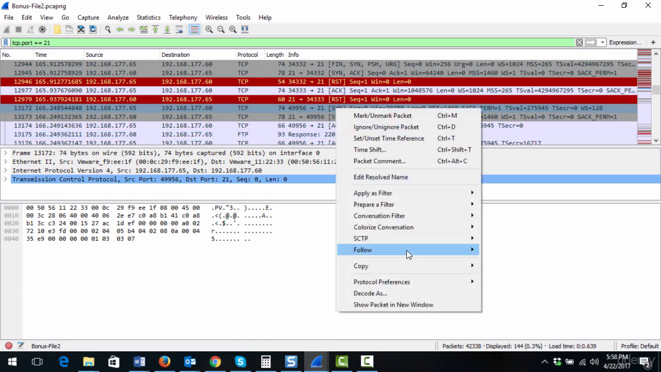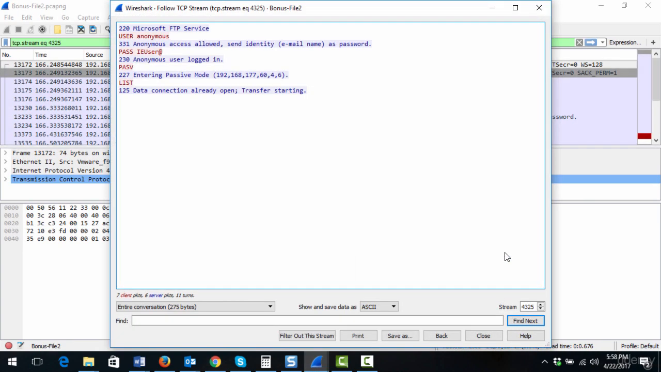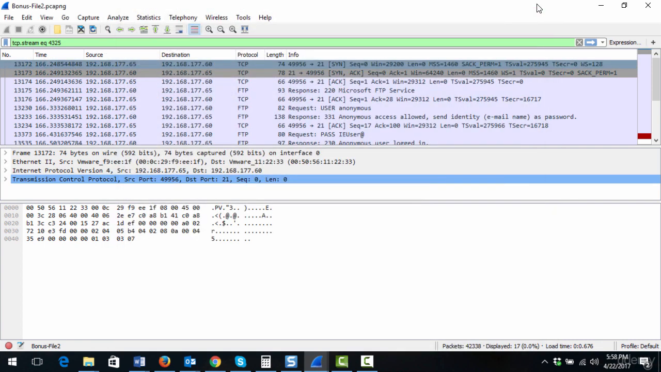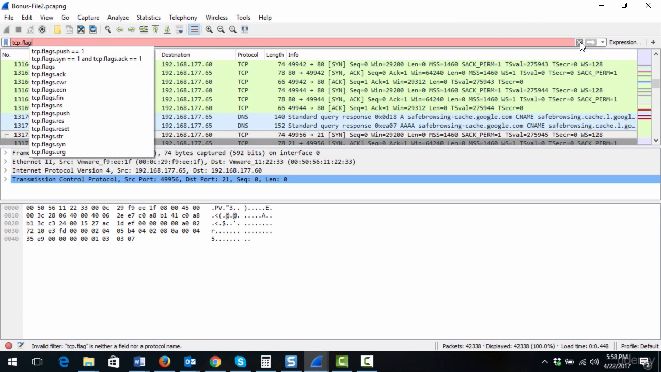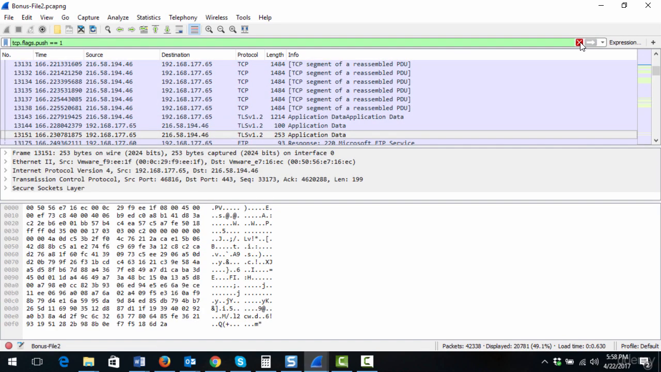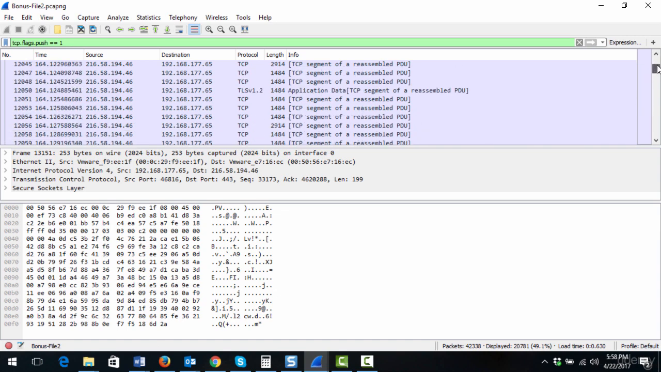Now let's right click it, follow TCP stream. And now we have the user anonymous was allowed, anonymous access allowed, logged in, entering passive mode, data connection ready, transfer starting. So now the perpetrator or the suspects uncovered that in this case, this network was allowing anonymous FTP. All right, so that means I can access. The weakness would be, can I do a write? So again, these are the types of things we want to do. There's a lot of things we can do here. If I do tcp.flags.push equals 1, and I apply, I just look at the data. Again, it's just a process of following a step-by-step methodology and looking for data in the packets.